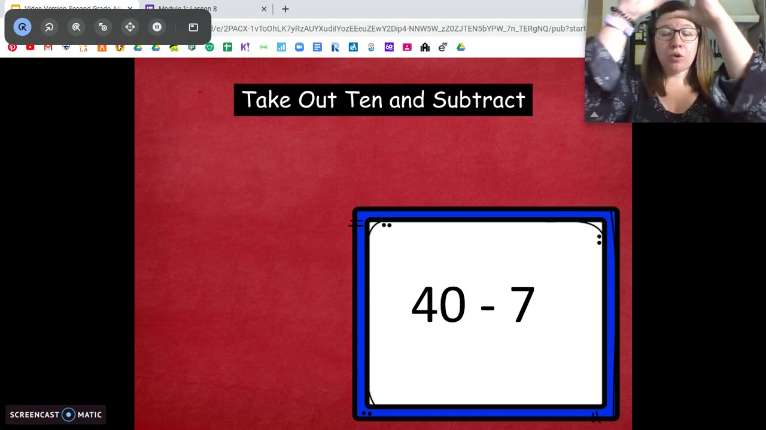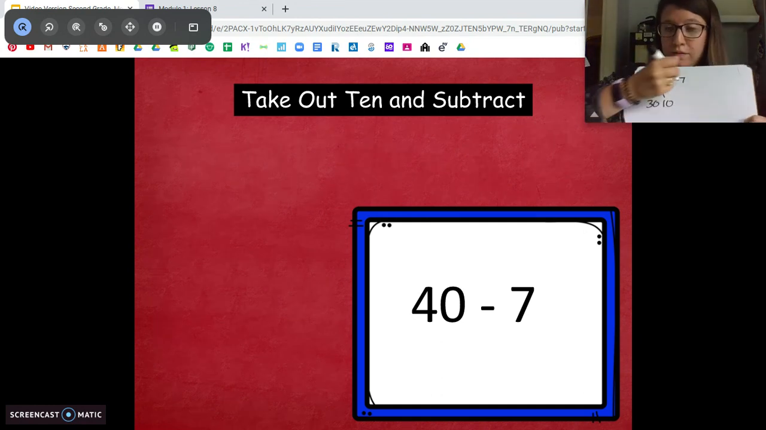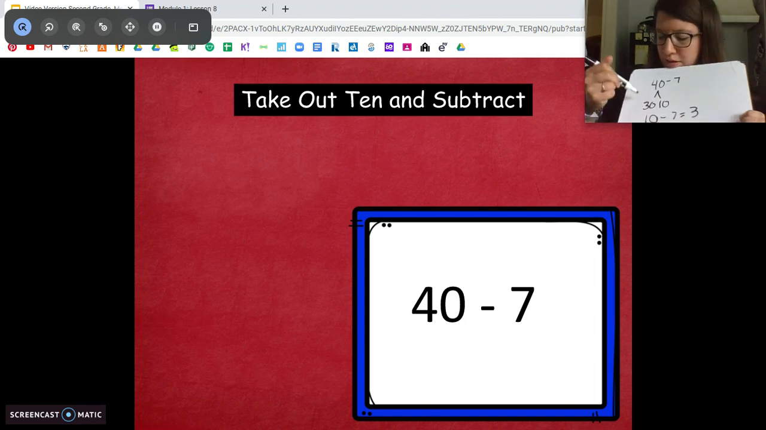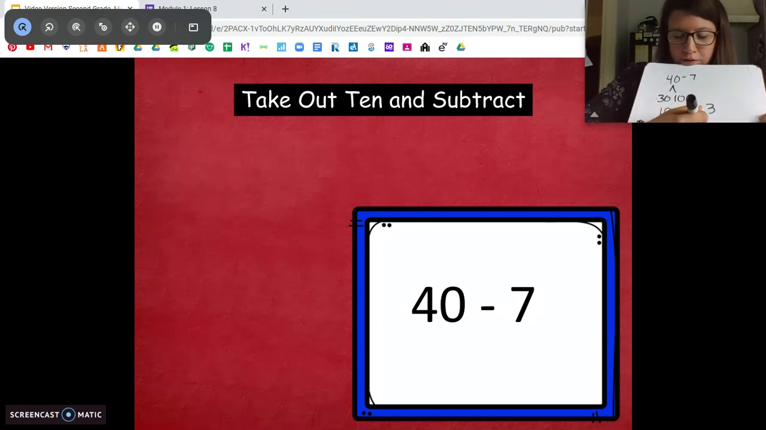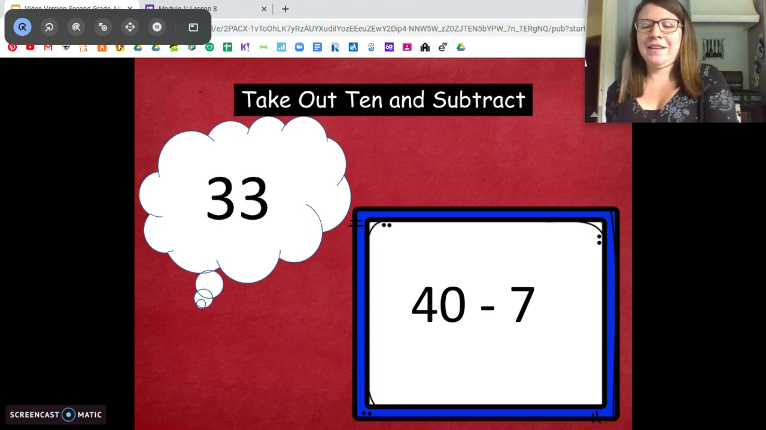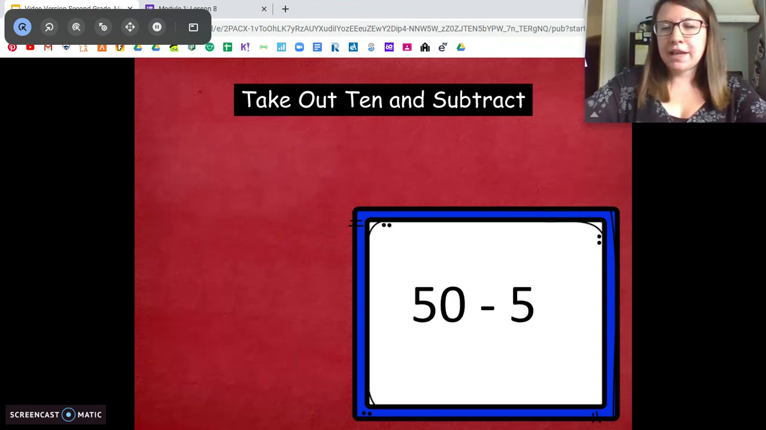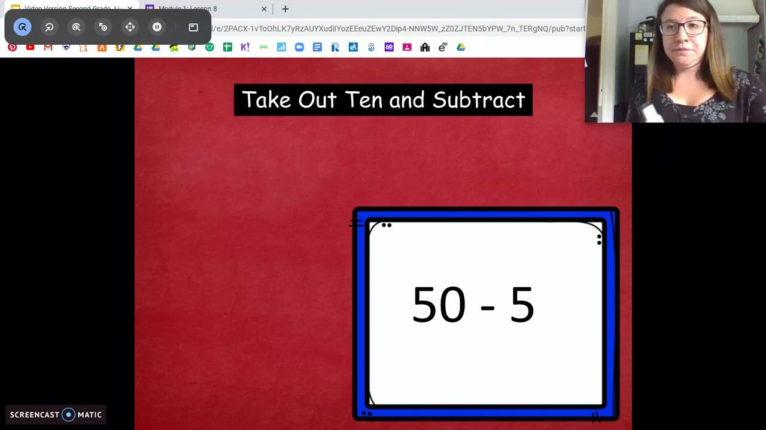Good. Okay, so you should have broken the 40 apart into 30 and 10. And then you do your 10 subtraction. 10 minus 7 equals 3. Add in your extra 10s over here, your 30. 30 plus 3 equals 33. Sound good? All right, try this next one on your own. 50 minus 5. Go ahead, pause, and solve.